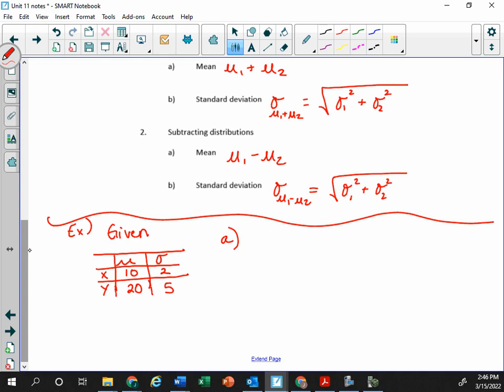Let's say I asked you for mu and sigma of 3x. So 3x, what is the mu? What is the sigma? Just think variance. 30 and 6 is exactly right. When we're multiplying by a constant, you just take the mu and the sigma times that constant. So the new mu is 30 and the new sigma is 6. You guys see what we're doing now?